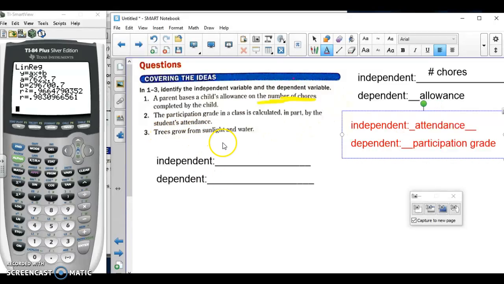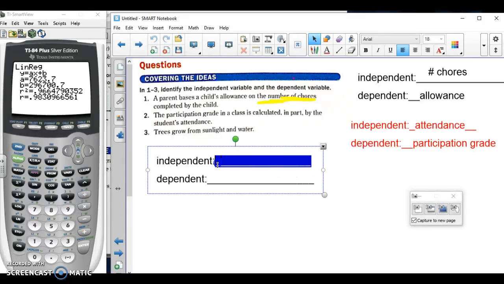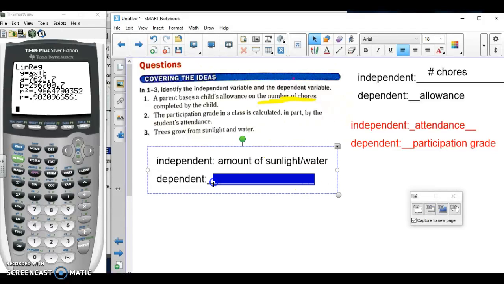Next up, trees grow from sunlight and water. So we have two things happening here. The trees get sunlight and water, and then they grow. So whether or not they grow is dependent on the sunlight and the water. So the amount of sunlight and water is the independent variable, and the tree growth is our dependent variable. Okay? All right.